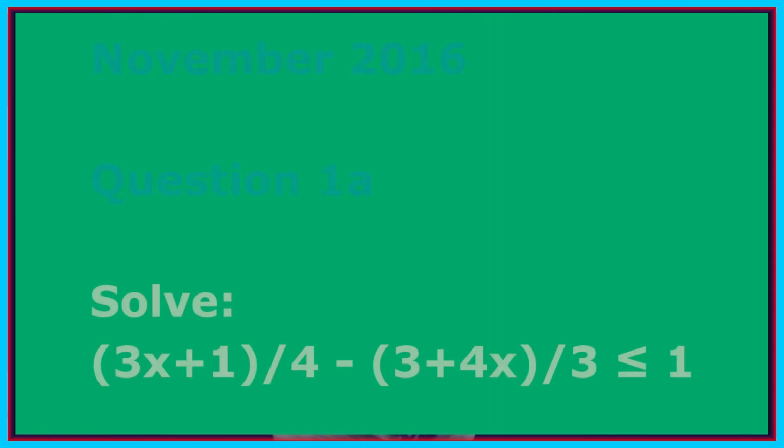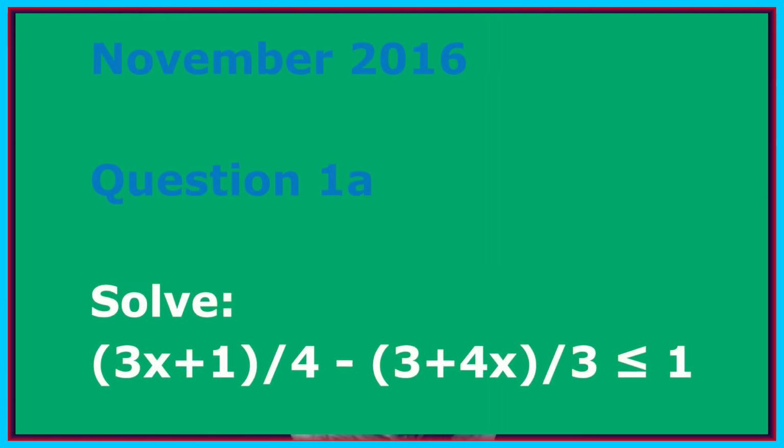Now we see the first question, November 2016, question 1A. That is a theory question. Solve 3x plus 1 all over 4 minus 3 plus 4x all over 3 less than or equal to 1.